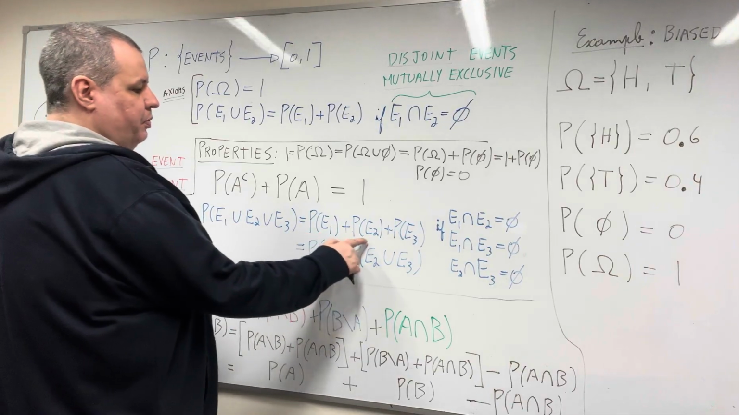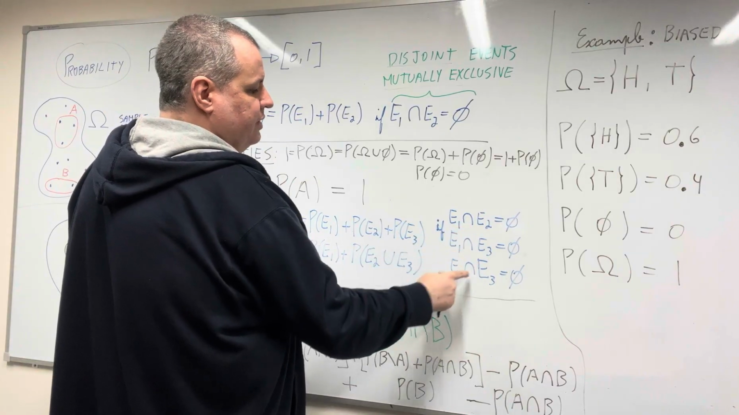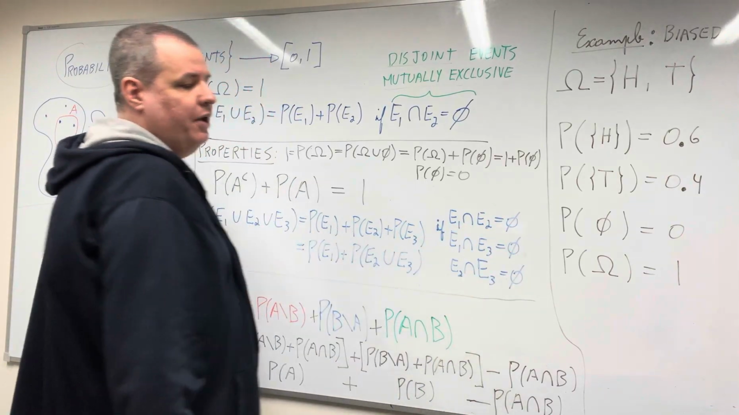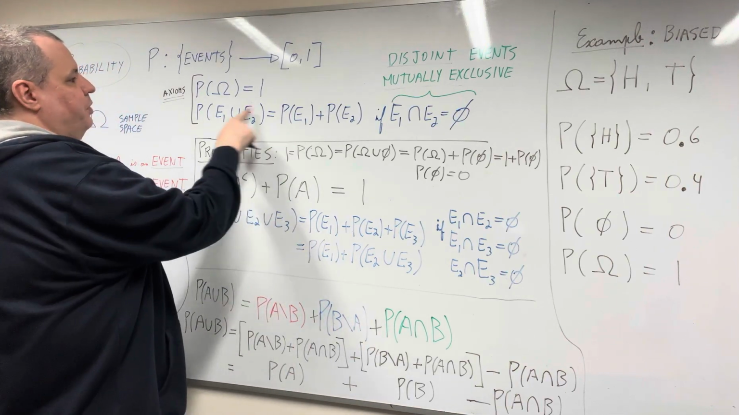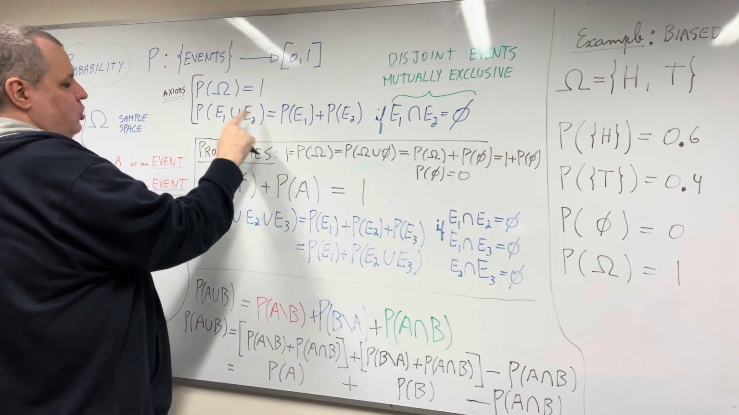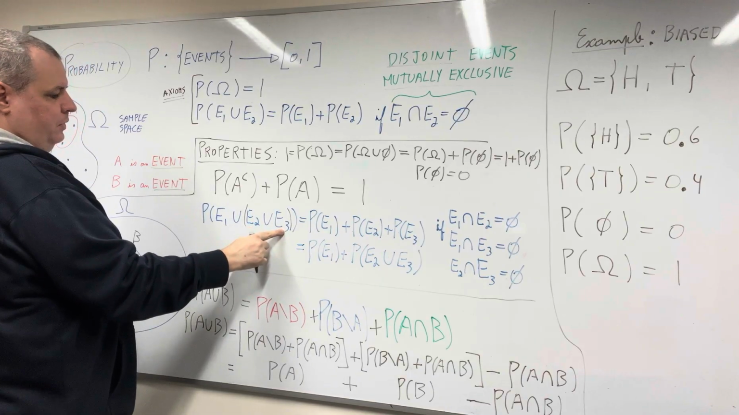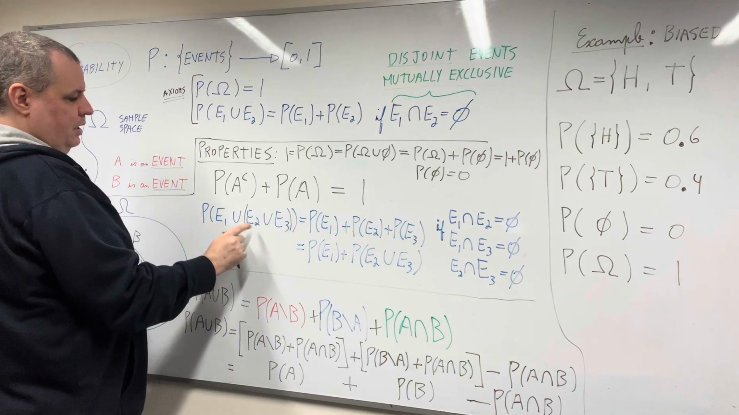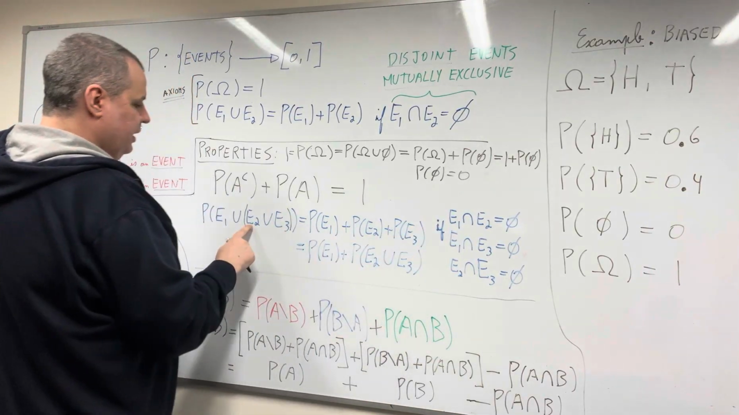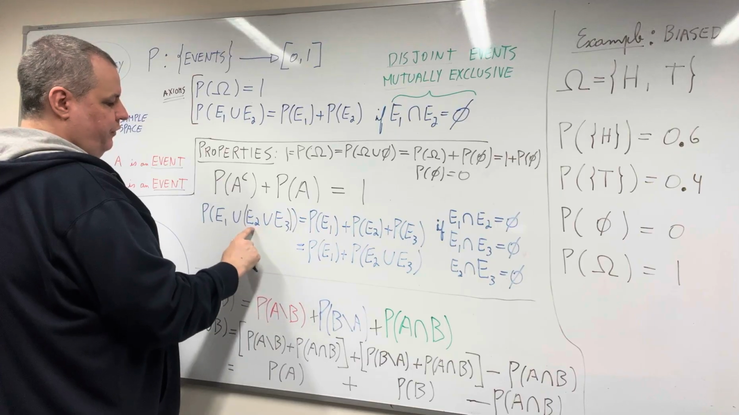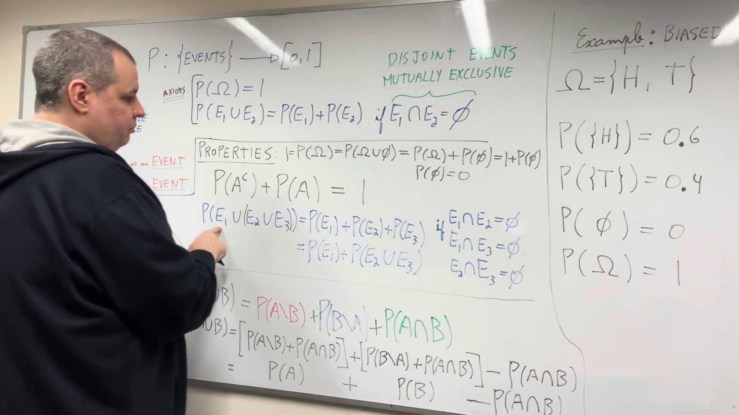Now, another property: the probability of the union of three events, E1, E2, and E3, is the sum of their probabilities, provided the intersections of these events two by two are empty, if they don't have any intersection two by two. And to prove that, I can use the axiom twice. I think of E2 union E3 as a single event. So if the three properties are satisfied, then the intersection of this union of E2 and E3 with E1 is empty.